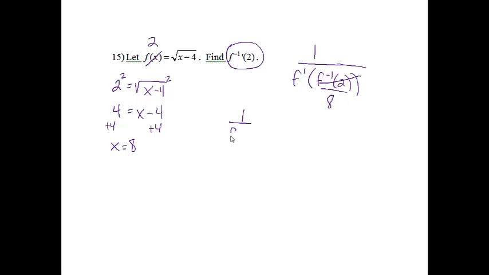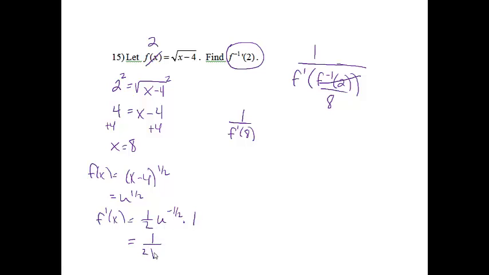So now I'm at 1 over f prime of 8. I would like to find the derivative of the function at 8. So I need to find the derivative of the function. I'm going to rewrite the function as x to the 1/2. And since I have parentheses, this will really equal u to the 1/2. So when I take the derivative, bump the 1/2 out front, it'll be u to the negative 1/2 times the derivative of the u, or the derivative of the chocolate. The derivative of x minus 4 is 1. So if I rewrite this, this will be 1 over 2 square root x minus 4.